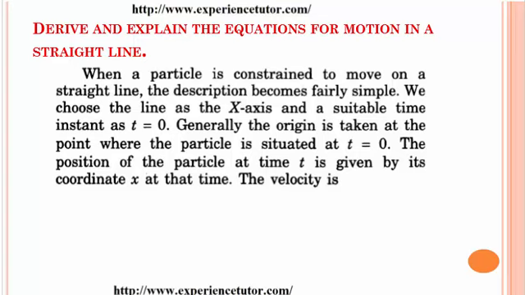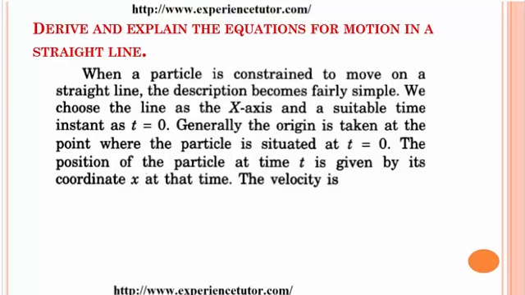Derive and explain the equations for motion in a straight line. When a particle is constrained to move on a straight line, the description becomes fairly simple. We choose the line as the x-axis and a suitable time instant as t equals 0. Generally, the origin is taken at the point where the particle is situated at t equals 0. The position of the particle at time t is given by its coordinate x at that time.